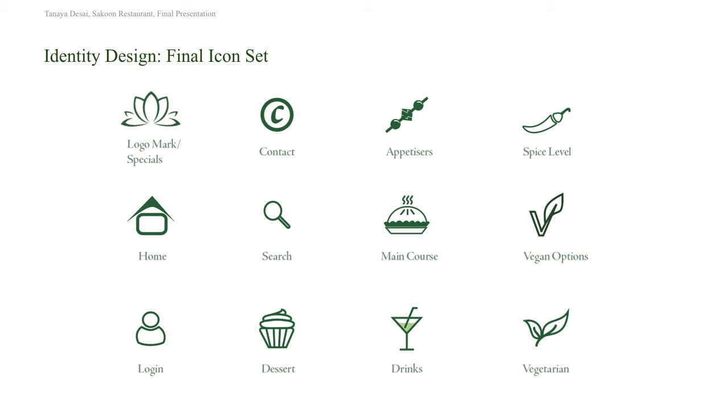Then I have designed the icon set. Here is my icon set showing the contacts, appetizer, and the spiciness level of any of the items on the menu. There's a home and a search button, the main course, drinks, dessert. There's a login option too, to have a more customized feel to the whole interactive process, and also the vegan and the vegetarian icon sets.